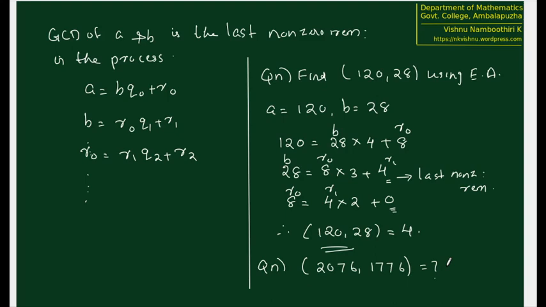But instead of that, here we completed the finding of the GCD in 3 steps. 120 equals 28 into 4 plus 8, 28 equals 8 into 3 plus 4, and 8 equals 4 into 2 plus 0, and that's it. So we finished the computation of the GCD in just 3 steps instead of finding all the divisors of A and B, or 120 and 28.